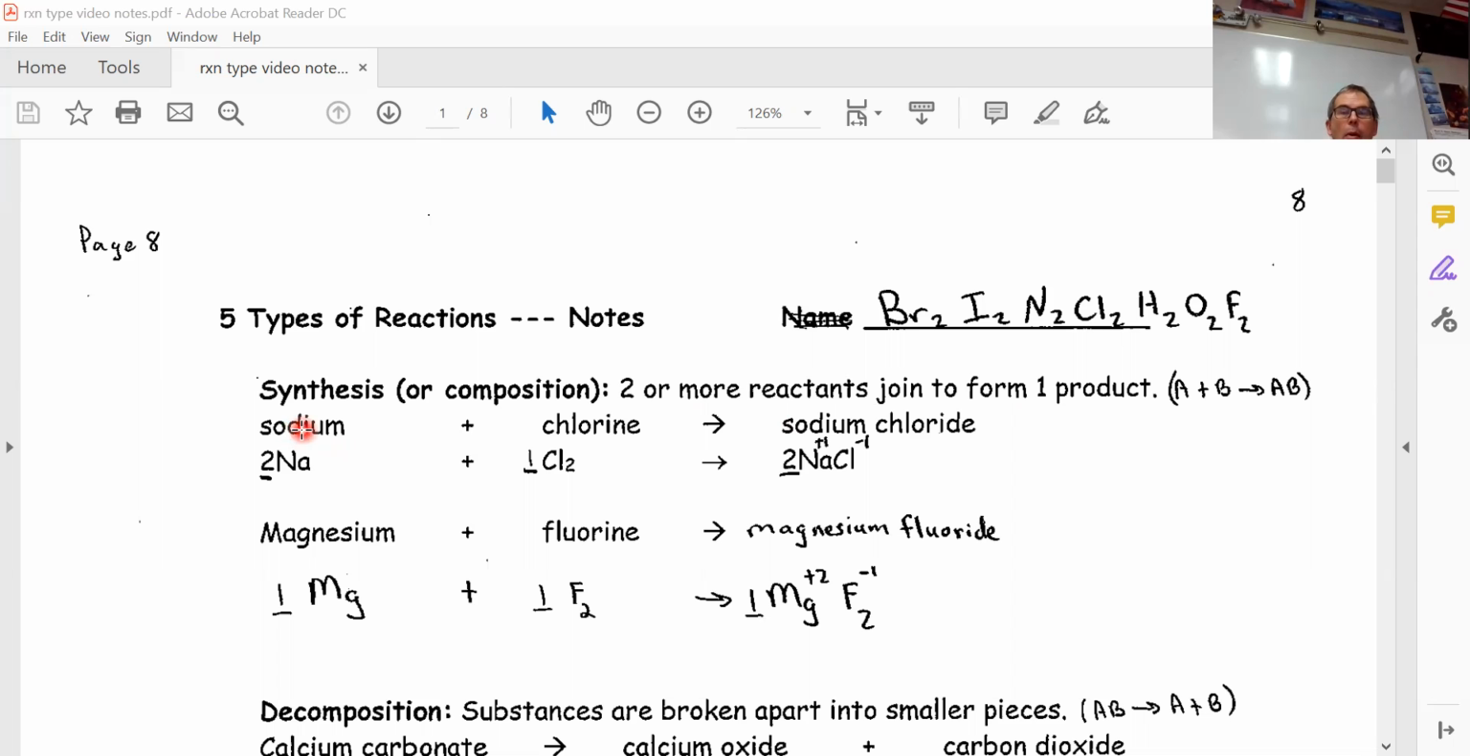Sodium, which is a metal, plus chlorine, which is a nonmetal, is going to make a compound of those 2 things. A metal and a nonmetal would be the ionic compound of sodium chloride. Okay, I could take this metal, magnesium, and the nonmetal fluorine, and I get the ionic compound of magnesium fluoride. So you could have 2 nonmetals also combining and forming a covalent compound, but we're showing a couple ionic examples here. I'm focusing mostly on the reaction type.